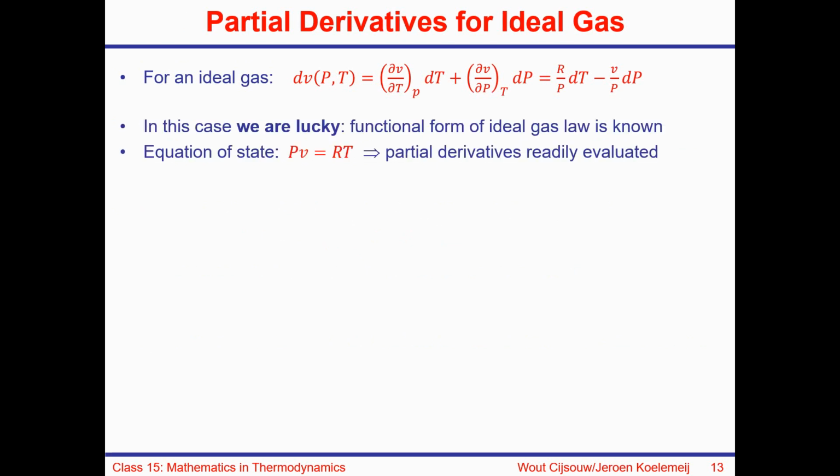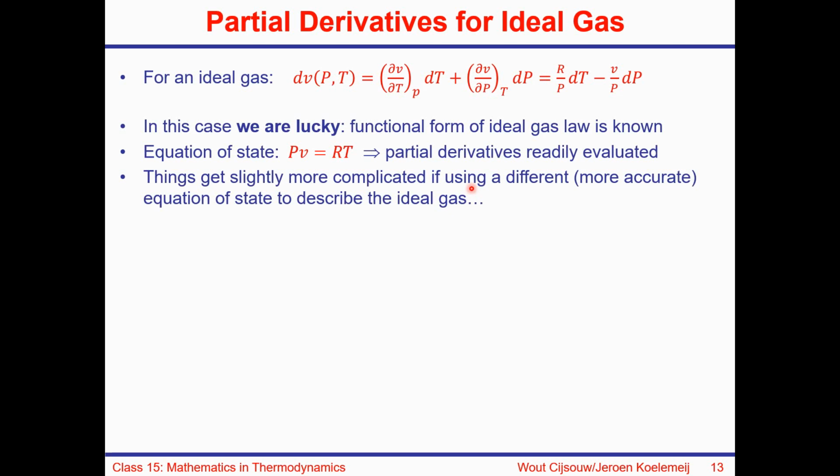So like we just saw in the movie, the total differential dV can be expressed as shown here in this line. And in this case, we were actually lucky because we knew beforehand the exact functional form of the ideal gas law. We know that it is PV equals RT, so that makes it easy to calculate all the partial derivatives that we would like to know about.